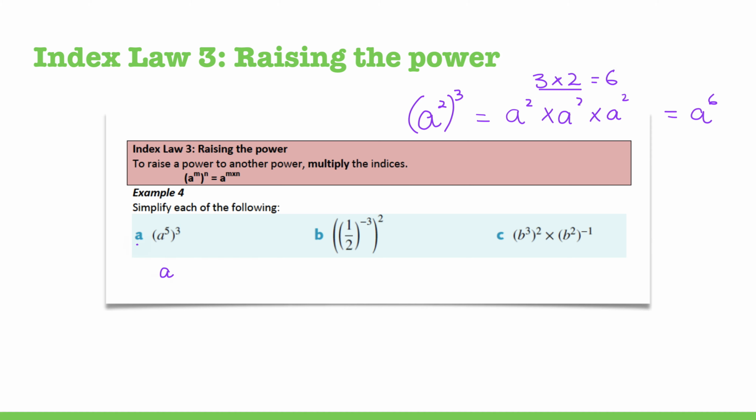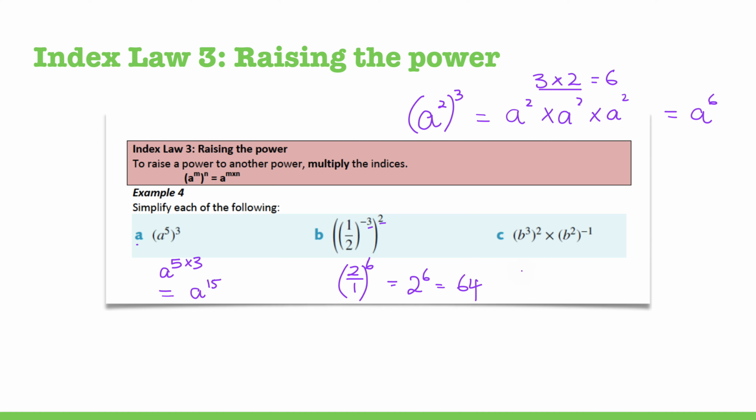So if we go on to the examples for A, we've got 5 raised to the power of 3. So that will just be 5 times 3, which is 15. Part B requires you to do a couple of things. So the first thing is I can see I've got a negative, so I have to flip the fraction over to get rid of that. And at the same time, I can multiply out the 2 and the 3, which is going to be 6. So that's 2 to the power of 6, which is 64.